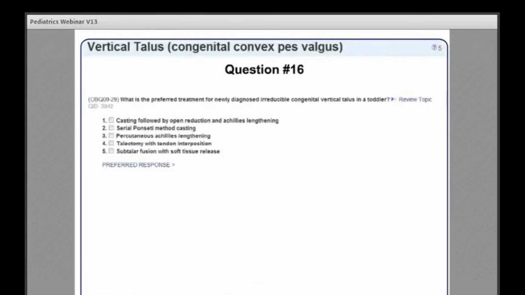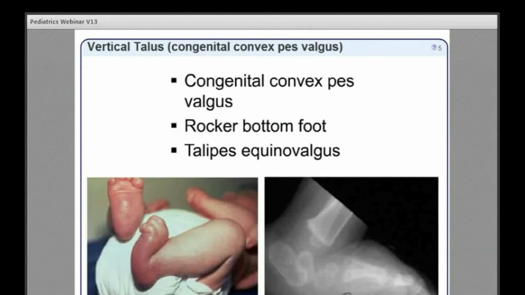Vertical talus. What is the preferred treatment for newly diagnosed irreducible congenital vertical talus in a toddler? Casting followed by open reduction and Achilles lengthening, serial Ponseti casting, percutaneous Achilles lengthening, talectomy with tendon interposition, or subtalar fusion with soft tissue release.